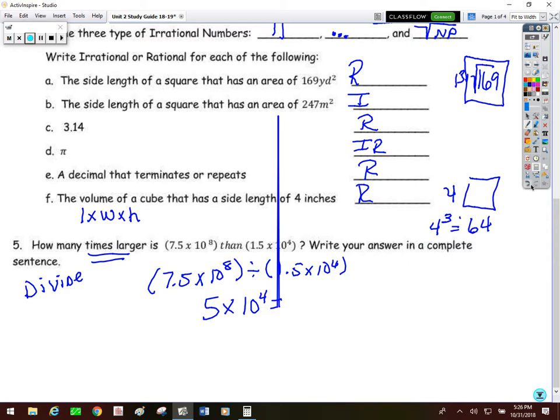Well, I want an actual number. Okay, so let's go back all the way up to the top. Remember, the 4 says move my decimal. It's positive. Move it 4 places to the right. Well, right now the decimal is right here. I don't have anything behind it, so in this case, I've got to add 4 zeros, excuse me. So your answer in complete sentences would be 7.5 times 10 to the 8th power is 50,000 times larger than 1.5 times 10 to the 4th power. Let's see if I can type that quicker than I can write it.